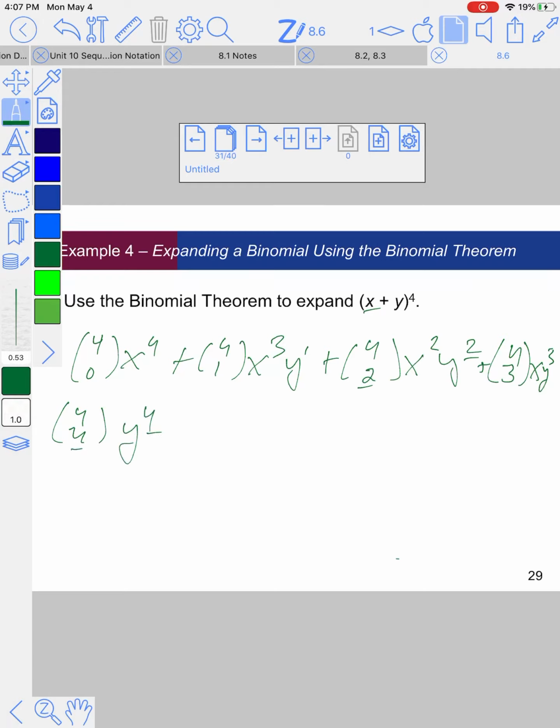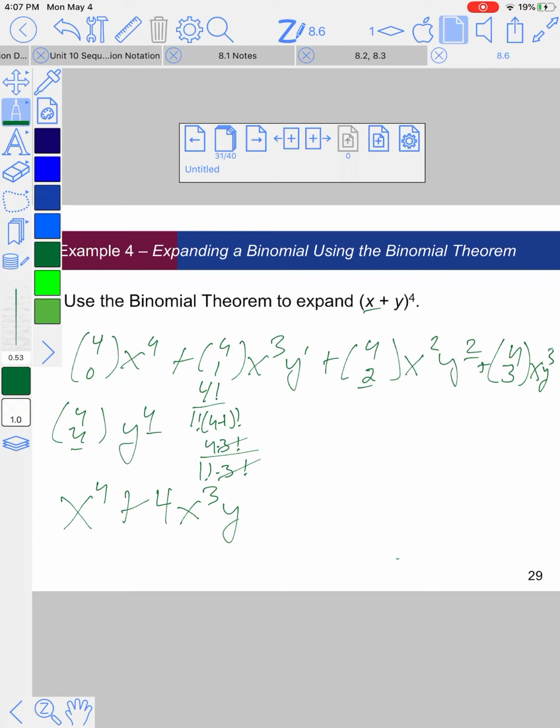Again, those match. So 4 choose 0 is 1. So this would be 1x to the 4th. 4 choose 1, remember that's 4 factorial over 1 factorial times 4 minus 1 factorial, which would be 4 times 3 factorial over 1 factorial times 3 factorial. These would simplify, giving us just 4 x cubed y.